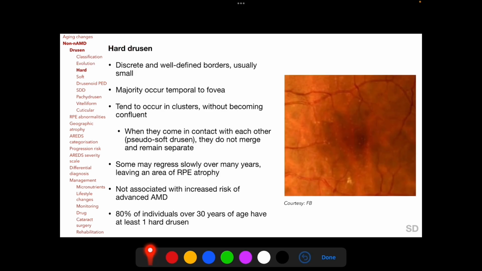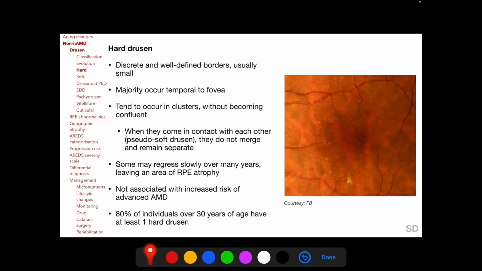Hard Drusens, as seen here in this clinical photograph, have discrete and well-defined borders and are usually small, as we have mentioned, and the majority occur temporal to the fovea and tend to occur in clusters without becoming confluent, which is a very important characteristic of hard Drusens. And when they come in contact with each other, they are called pseudo-soft Drusen, as they do not merge and remain separate.